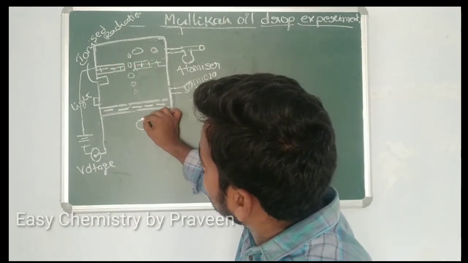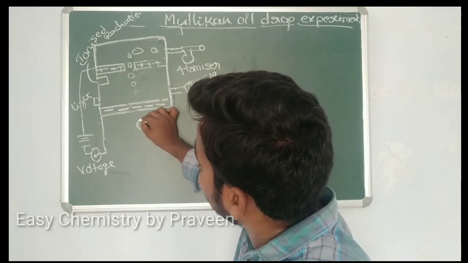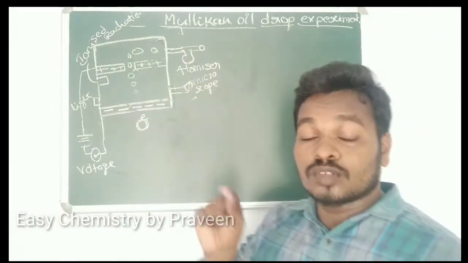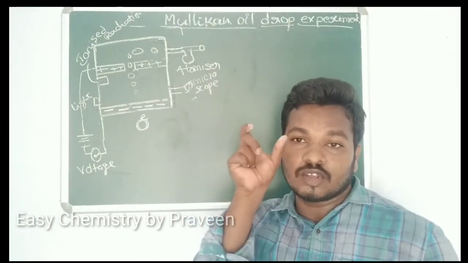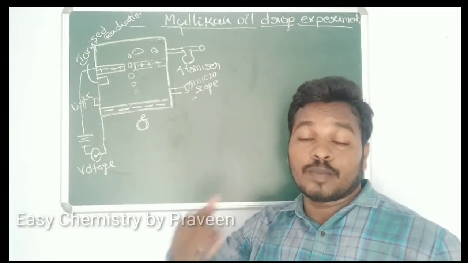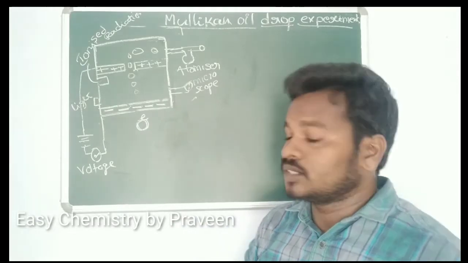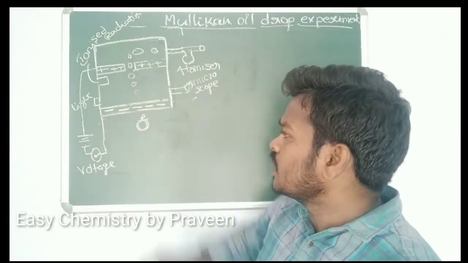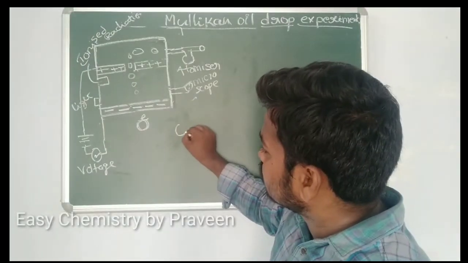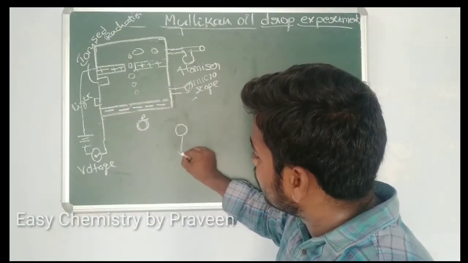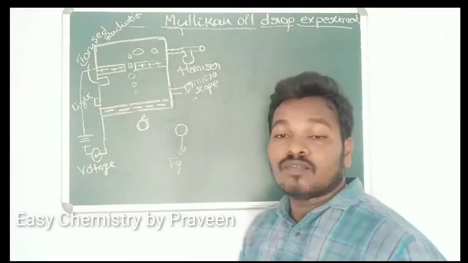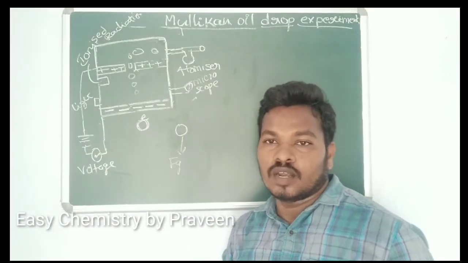The electrons envelop and cover the oil droplets. So automatically the oil droplets gain some negative charge. Now we can say that the oil droplets acquire negative charge. When they fall on the ground, why do they fall? Because of the force of gravity. Due to the force of gravity, they are falling.